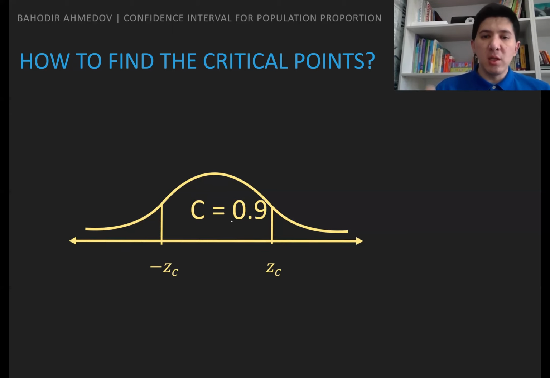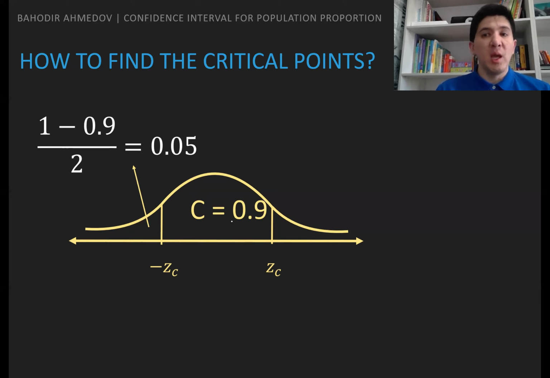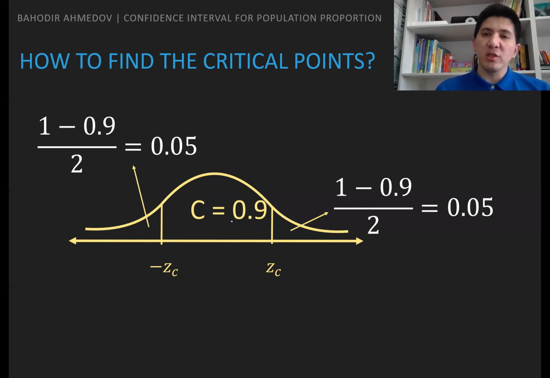If I would like to know what the critical points are, again, I need to use some properties of the normal distribution. Since the normal distribution is symmetric, the areas in the tails are going to be equal. So both of the areas in the tails should be 5%, and the overall area is going to be exactly 100%. And now if I would like to know what this critical point is going to be, I need to use the cumulative distribution table.